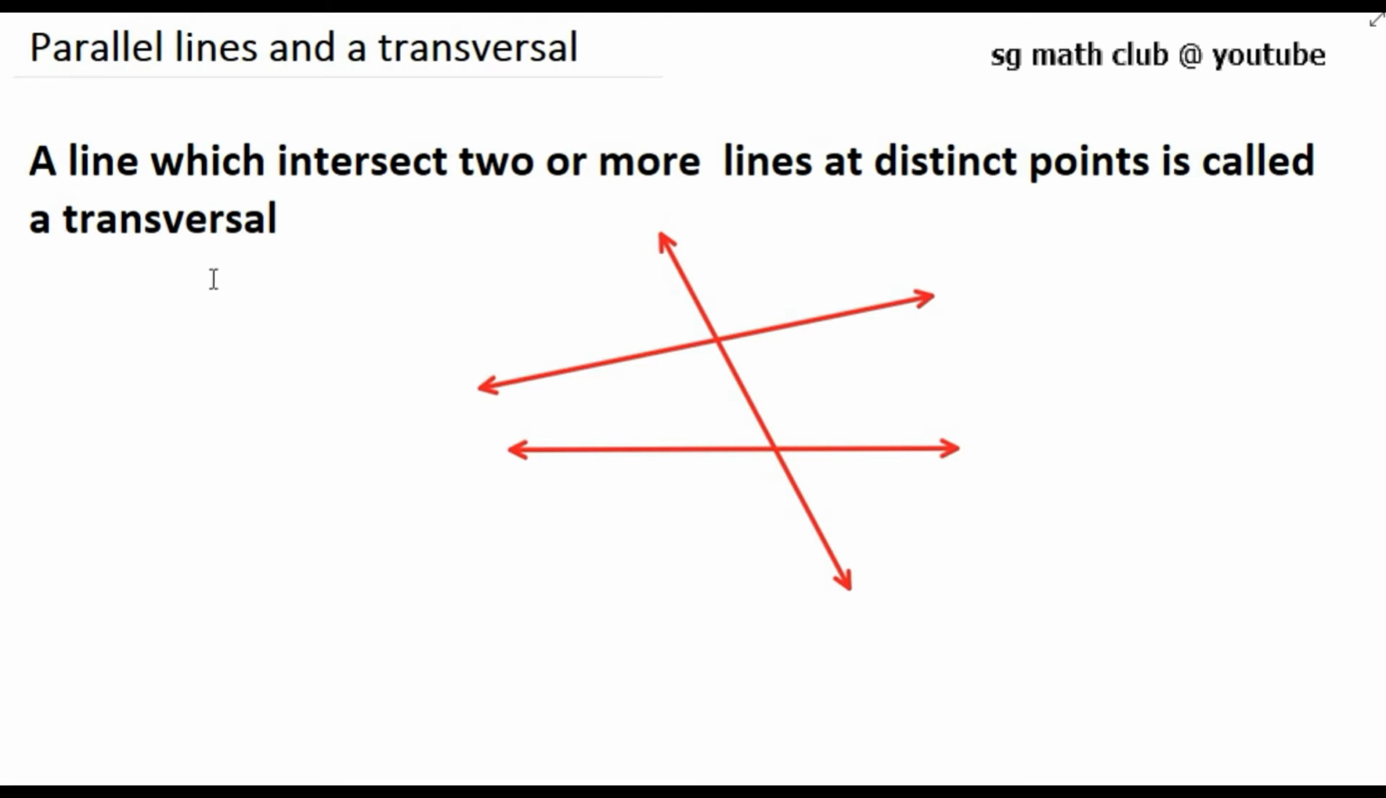So what do you mean by a transversal? The line which intersects two or more lines at distinct points is called a transversal. We can name this line as M and this line as N. We can see that the line L intersects two lines M and N at two distinct points P and Q. So the line L is called a transversal.